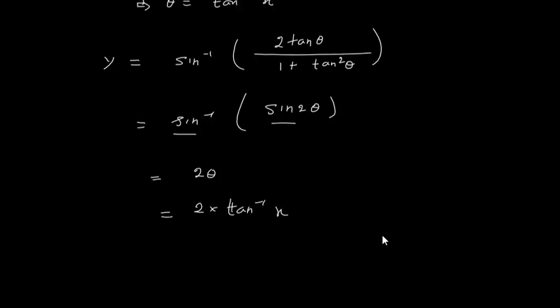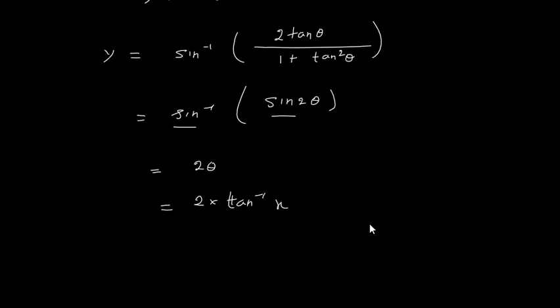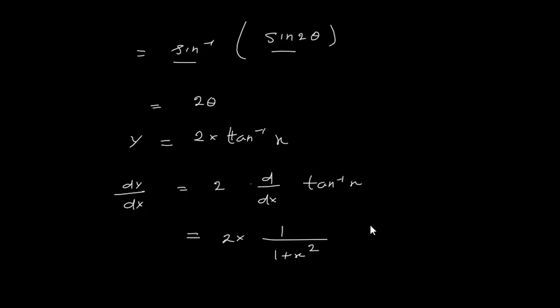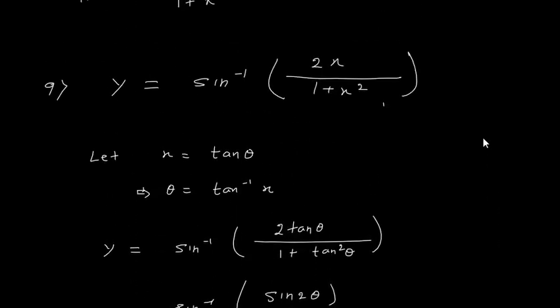So your problem, y is equals to sine inverse 2x upon 1 plus x square, converted to another problem of y is equals to 2 into tan inverse x. Now it is easy for you to find the derivative of tan inverse x. So I will say that dy upon dx is equals to 2 into dy dx of tan inverse x, and derivative of tan inverse x is 1 upon 1 plus x square. So here dy upon dx is 2 into 1 upon 1 plus x square. This is the derivative. Simple question.